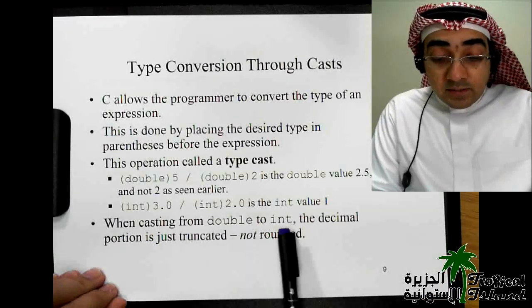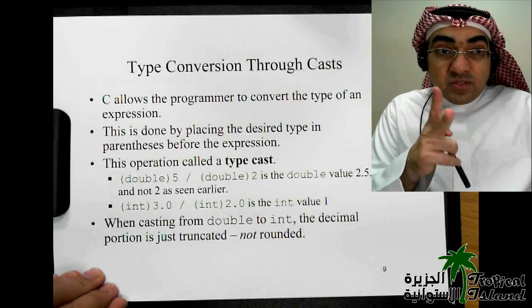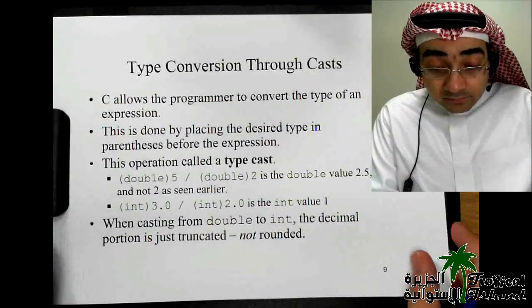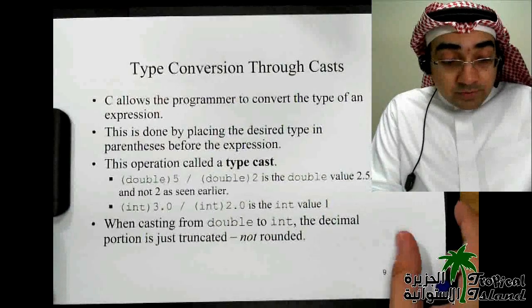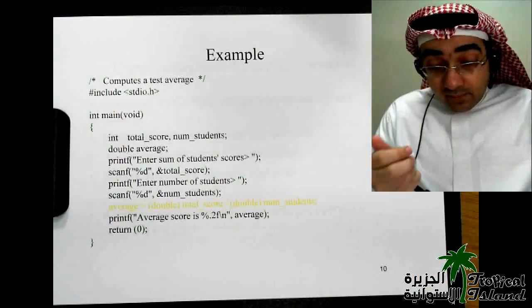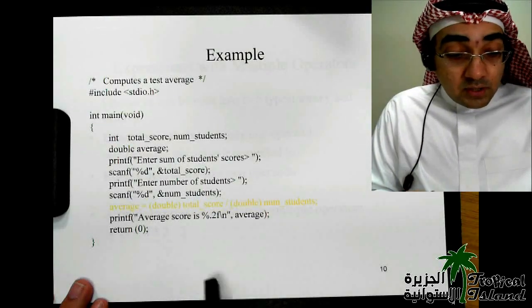Okay, when casting double to integer, the decimal part is just truncated. You just bring the scissors and cut it out. That's what I say to my students. Okay, do not round. Now here is an example, and I do apologize, this color is not good enough. Next time I'm going to change the color.